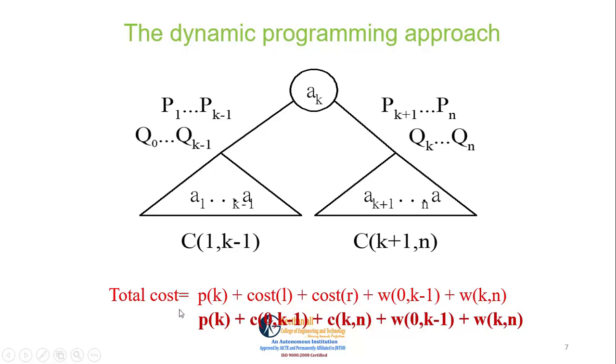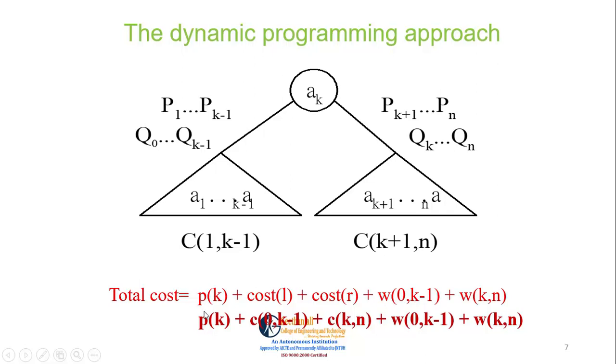Okay. So you can see here the formula also. The total cost is equal to how many times you are accessing the root element, that is P of k, plus the cost of the left subtree, plus the cost of the right subtree, plus the weight of the left subtree, because how many times you are accessing the left subtree is also important. So W of 0 comma k minus 1 will give the total frequency of the left subtree. Similarly, W of k comma n is nothing but the total frequency of the right subtree. So this is the total cost of the tree.